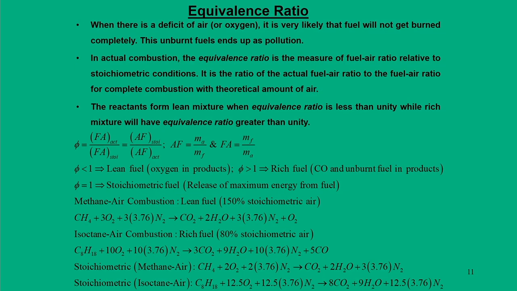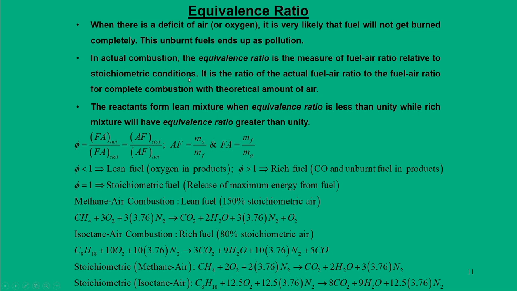Now, the next parameter that we are going to discuss is the equivalence ratio. So, we already talked about the excess air and deficit air. Now, during an actual combustion process, how do you decide which parameter we need to regulate? Basically, instead of talking about air fuel ratio or fuel air ratio, another parameter is defined, which is the equivalence ratio, and it is the measure of fuel air ratio relative to the stoichiometric conditions.